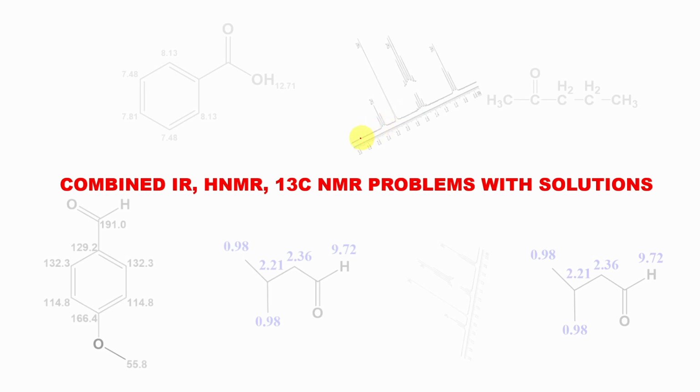The first problem is a molecule with molecular formula C4H8O2 that gives IR values 1743 centimeter inverse, 2850 centimeter inverse, and 1240 centimeter inverse. It gives the NMR values as 1.3, 3 hydrogen triplet; 2.3, 2 hydrogen quartet; and 3.6, 3 hydrogen singlet.